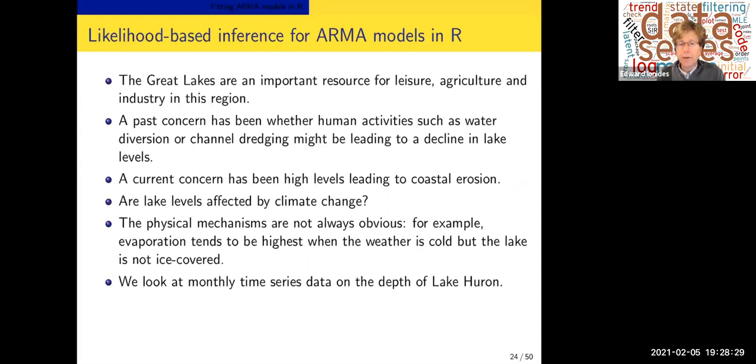The physical mechanisms are not always obvious. For example, the main evaporation season from the Great Lakes is not the summer when it's hot. It's when you have winter days that are cold, but the lake is not ice covered. And then the air is dry, and so the water evaporates quickly. Anyway, so we want to look at the data, and so we can find monthly time series data on the depth of Lake Huron.